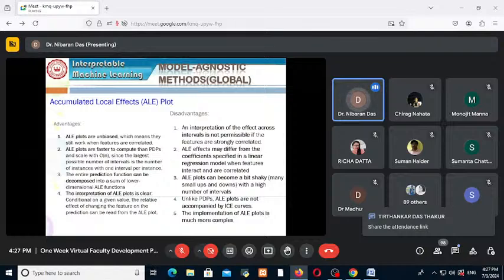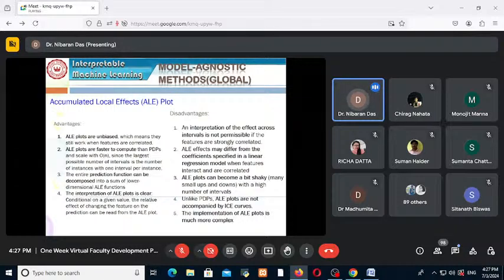ALE effects may differ from the coefficient specified in the linear regression model when features interact and are correlated. And it can become a bit shaky, with many small ups and downs with a high number of intervals. Unlike partial dependence plots, ALE plots are not accompanied by ICE curves with individual components, and we will discuss those things later. The implementation of ALE plots is much more complex.